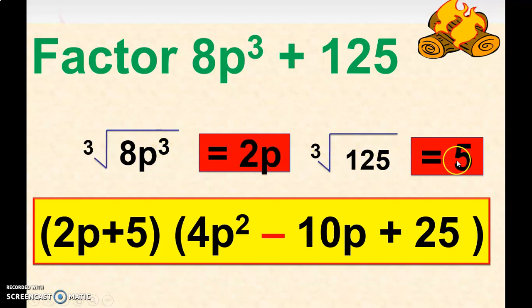Gamit si 2p and 5, let us write it as binomial. Kaya po siya ay 2p plus 5 kasi positive yung ating cube. Then, gamit si 2p plus 5, expand natin as trinomial. Square muna natin si 2p. So, 2p times 2p. 2 times 2 is 4. p times p, p square. Then, product ng dalawa. 2 times 5 is 10p. So, negative. Then, 5 times 5, 25.